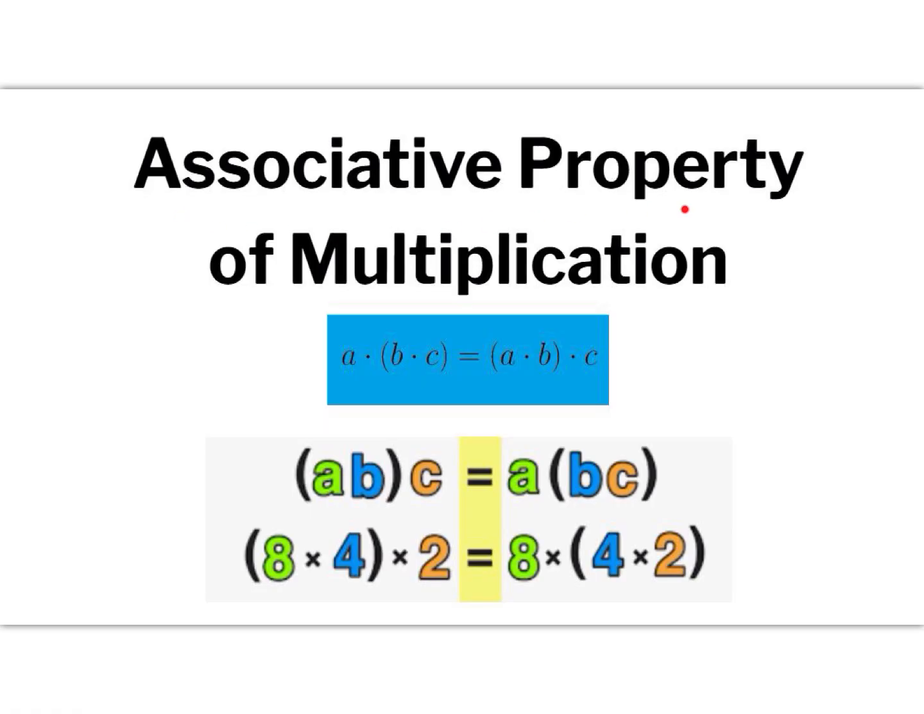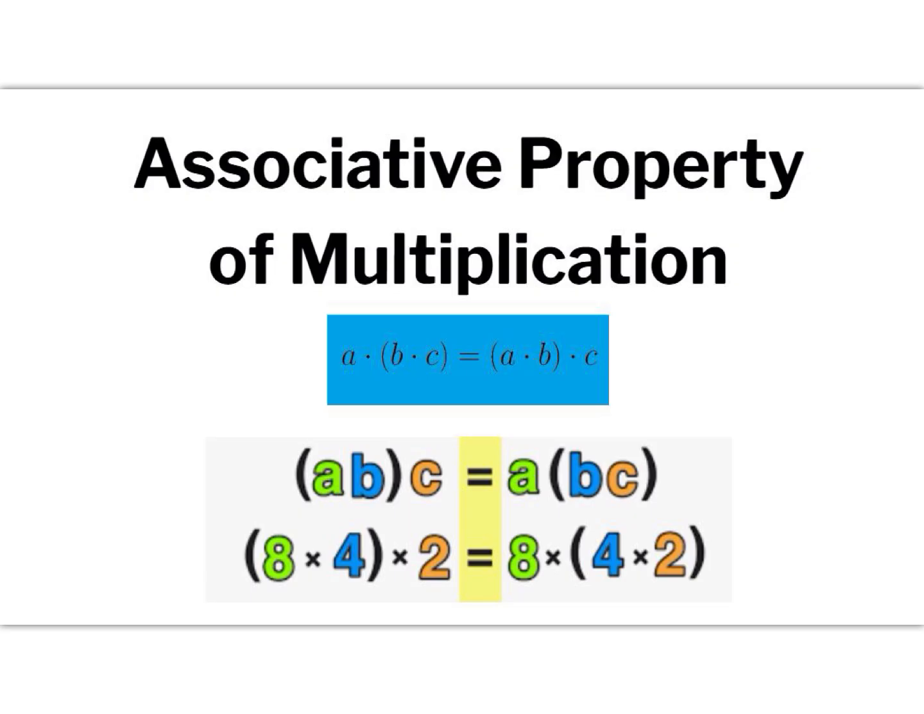Our first review word, associative property of multiplication. So this is what it looks like. If you have A times, remember the little dot is times, and then in parentheses, B times C, that equals the same thing as if you move the parentheses to around A times B first and then times C. It's the same thing. Because remember parentheses come first, so if you multiply those first, it's the same thing as if you multiplied A times B first.